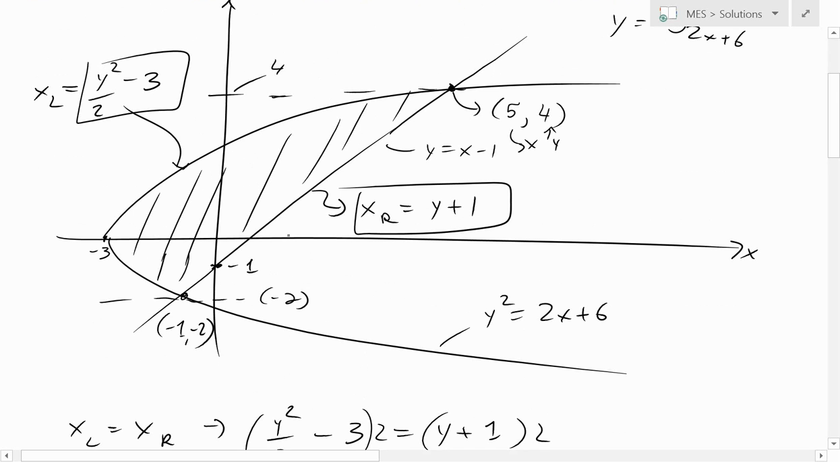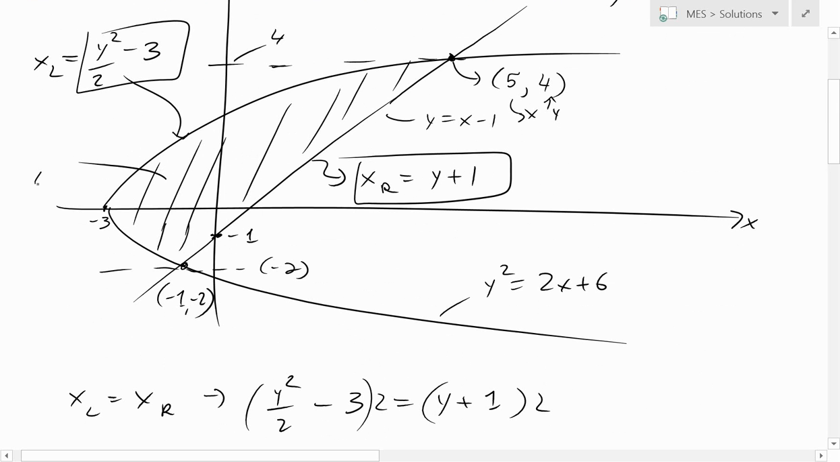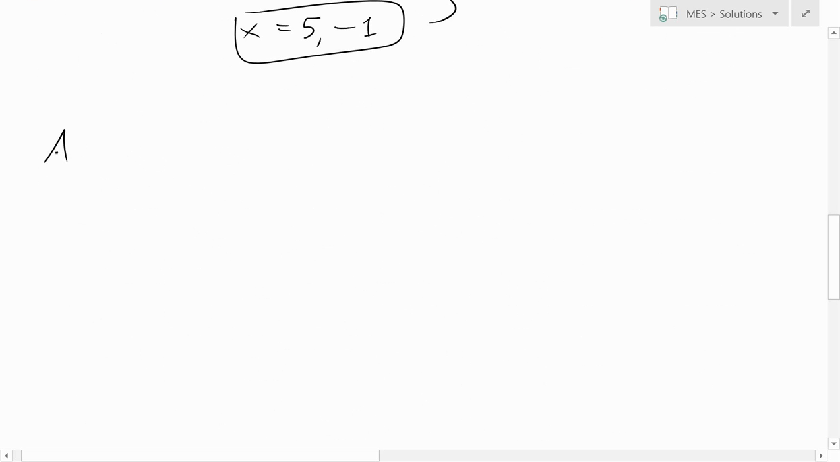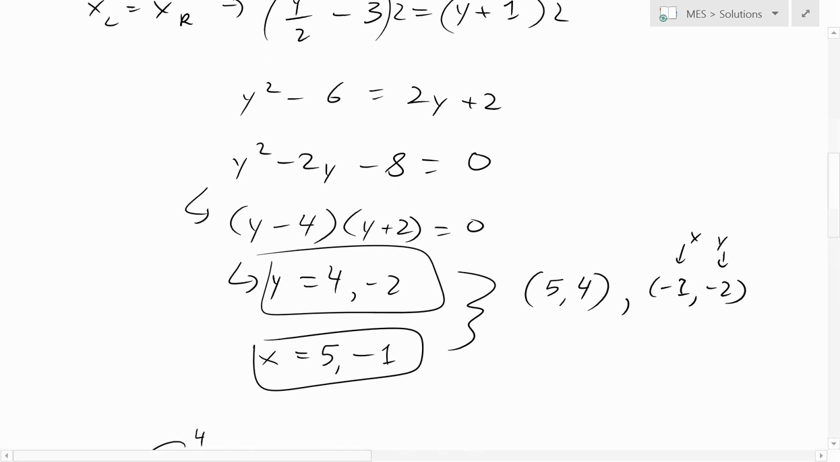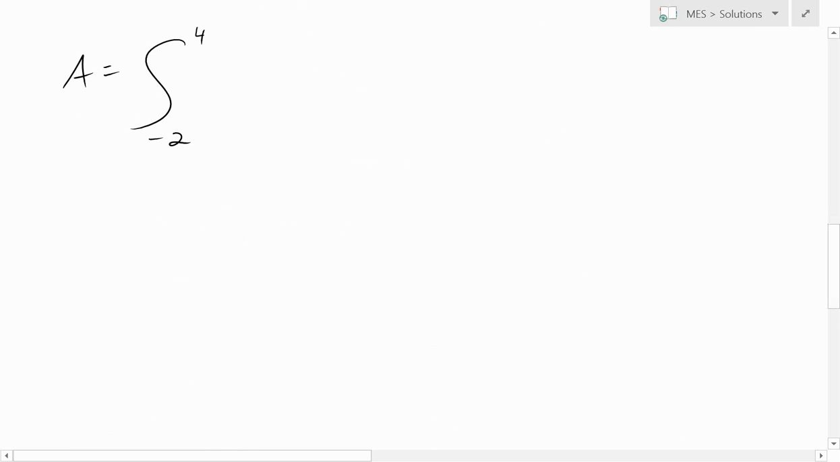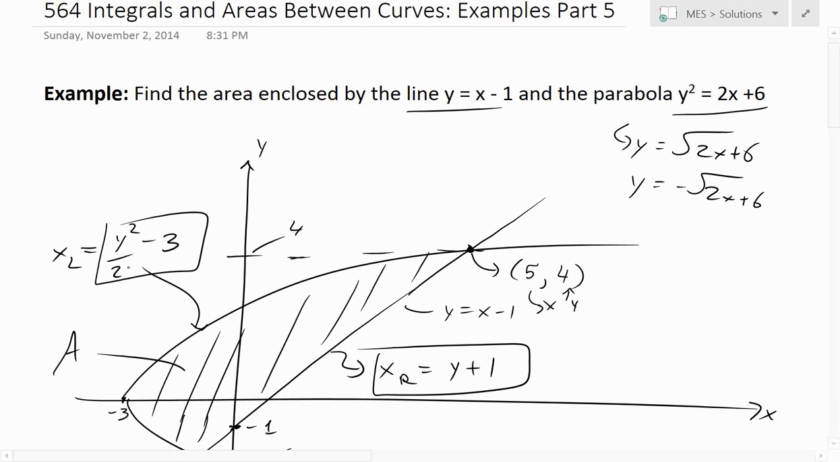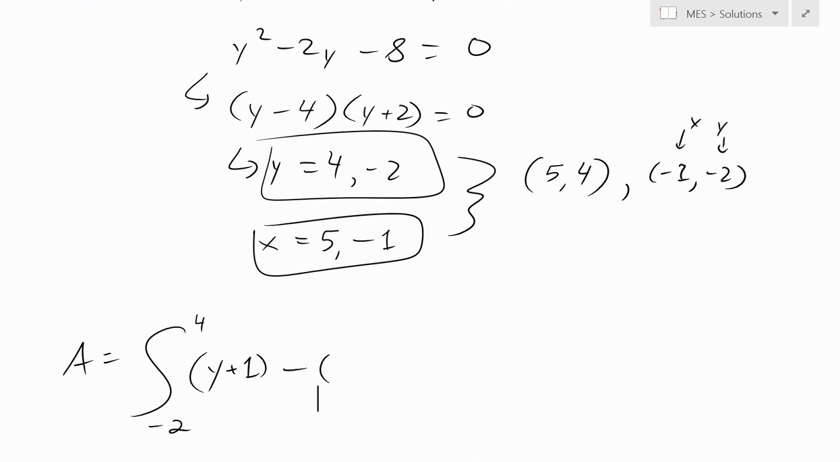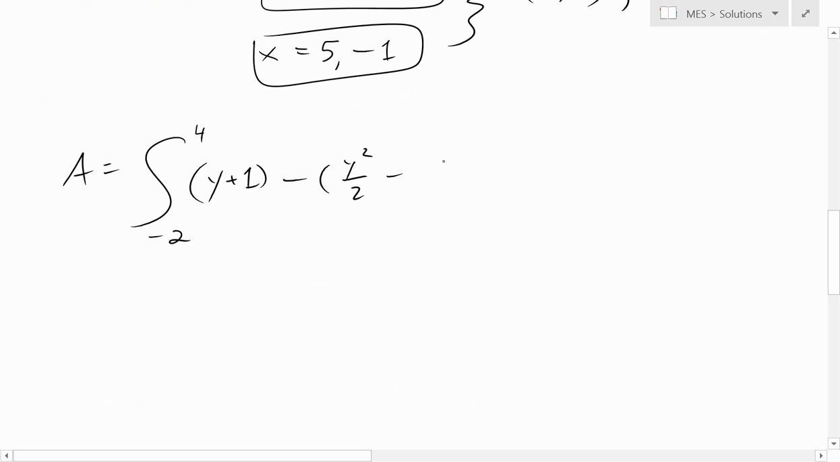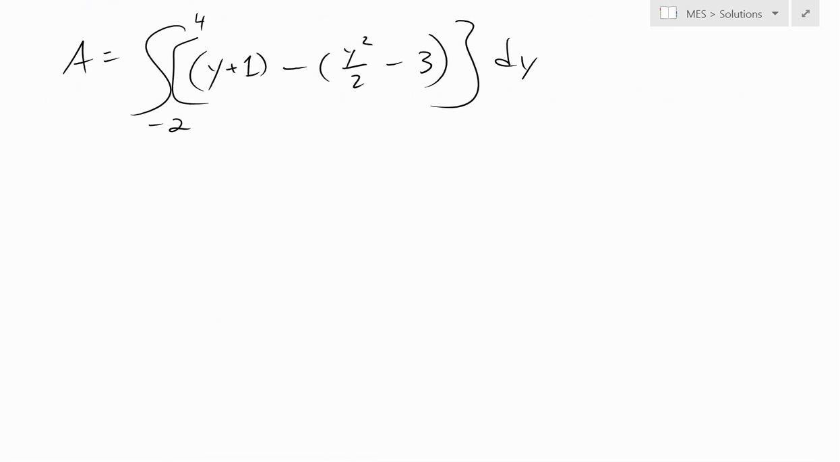So now when we've written it like this, we could basically set up our integral, and we'll call this area A. So A is equal to the integral from -2, that's the bottom y, and then the top intersection point is at 4, and now the right function is x_r, so that's y plus 1, and now we're going to subtract this one right here, y squared divided by 2 minus 3, multiplied by dy, like I showed in my earlier video how to write this.